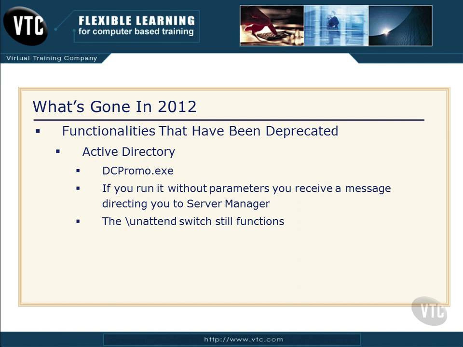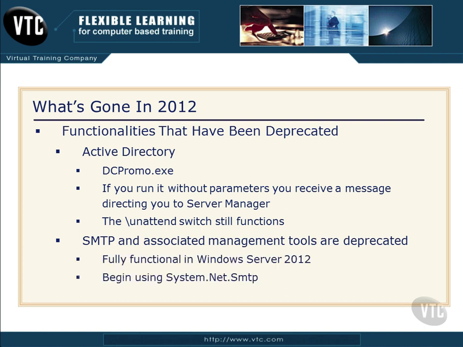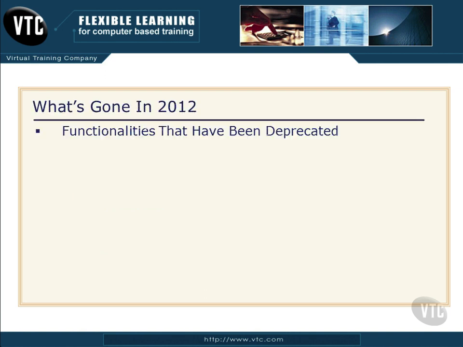However, if you use the /unattend switch, it still functions just like it always did. But do understand you're losing DC Promo in the near future. Really what you're going to do now is simply add Active Directory services as a role in Server Manager. SMTP and associated management tools are deprecated. These things are still fully functional in Windows Server 2012, but Microsoft's warning you, hey, go ahead and make friends with system.net.smtp. Some of you developer types will recognize that as a .NET Framework namespace and class, so that's more for the developer types.